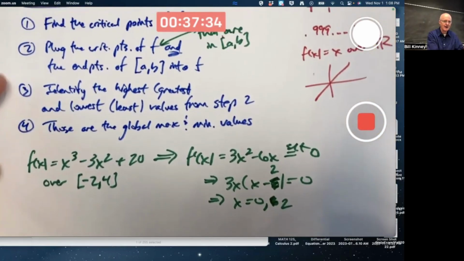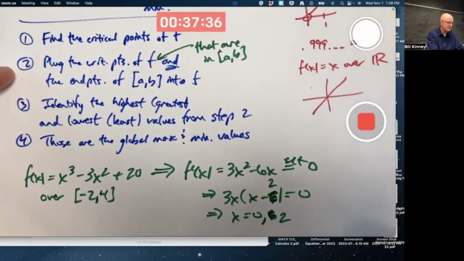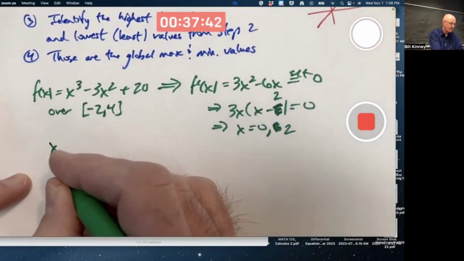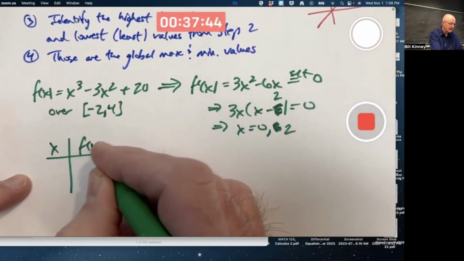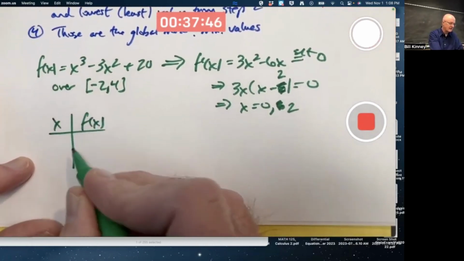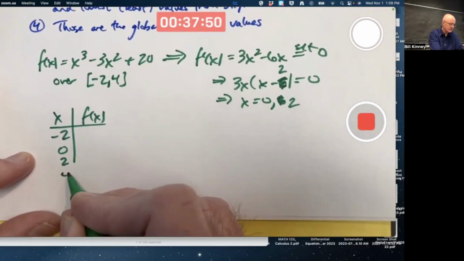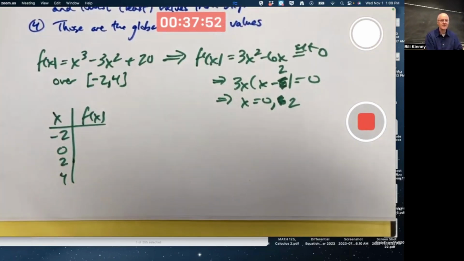Where am I here? I just finished step 1. Now I'm on to step 2. Plug the critical points of f and the endpoints of the interval into f. You can make a little table if you like. The endpoints are -2 and 4. The critical points are 0 and 2. How about that? Those are all equally spaced. I did not plan that out. That's just a coincidence.